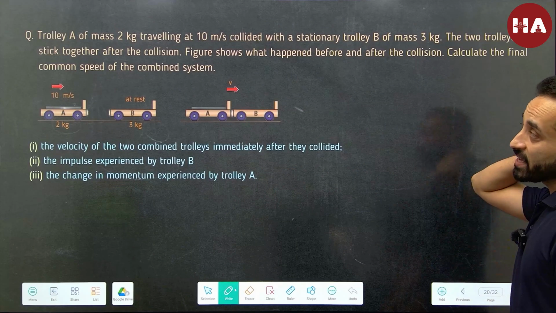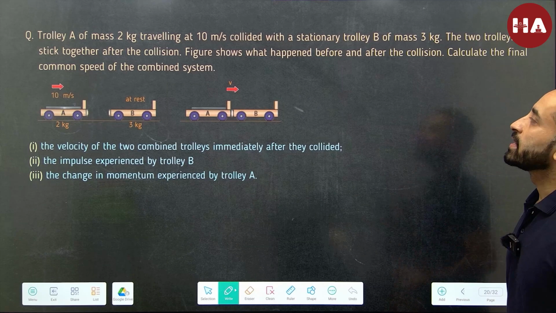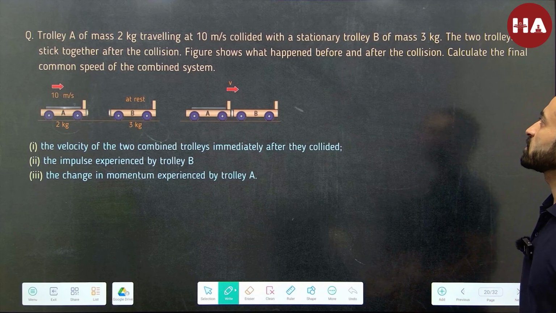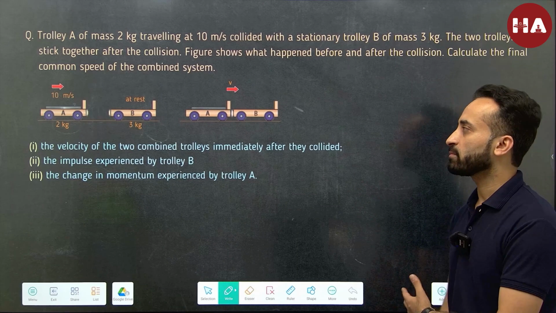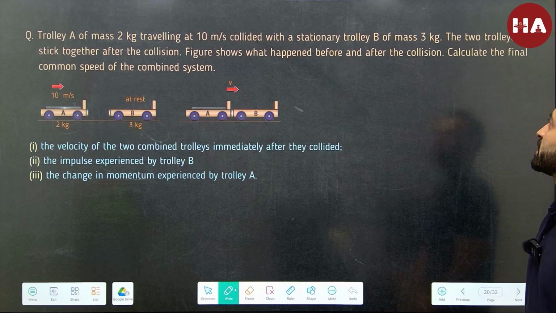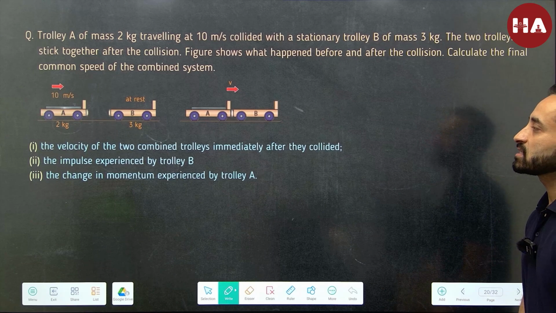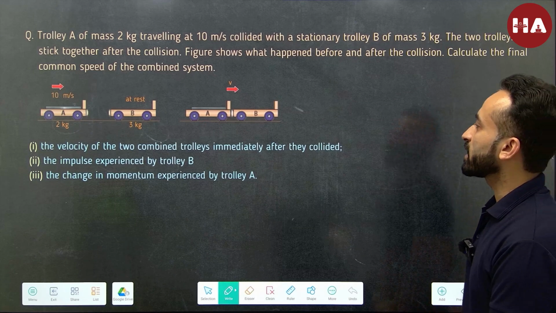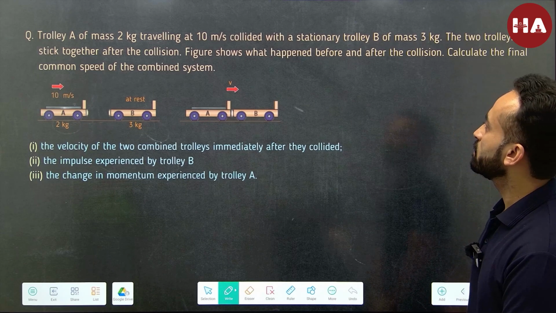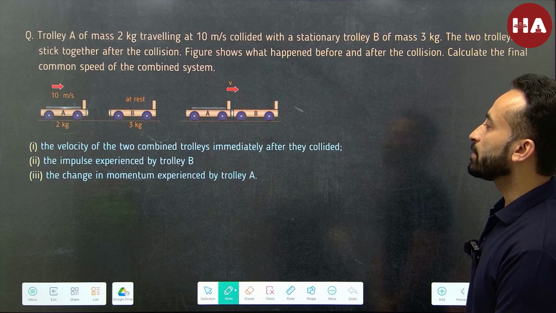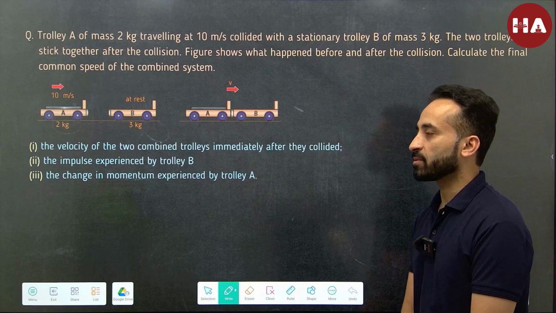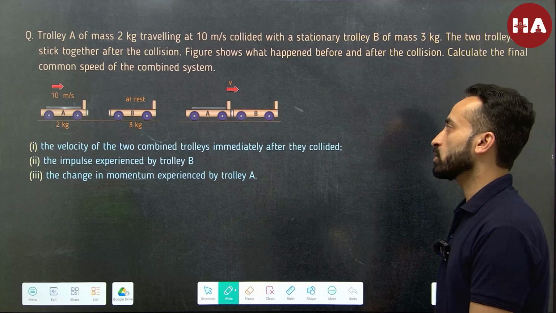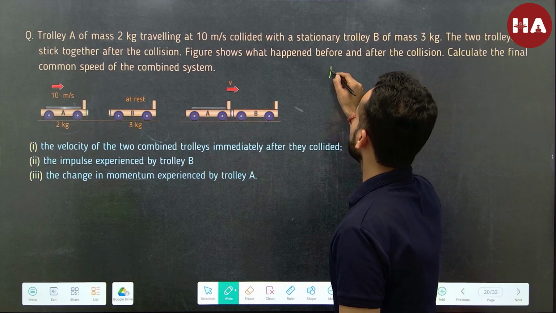Alright, so trolley A of mass 2 kilogram is moving at 10 meter per second, collides with a stationary trolley. All this you can read, you can try this question, grab a screenshot and try this question and then move forward. Calculate the final common speed of the combined system, the velocity of the two combined trolleys immediately after, the impulse experienced by the trolley B and the change in momentum experienced by the trolley A. Okay, so let's do this first.